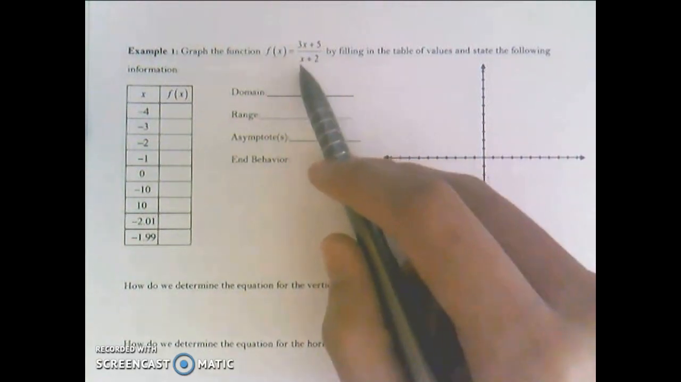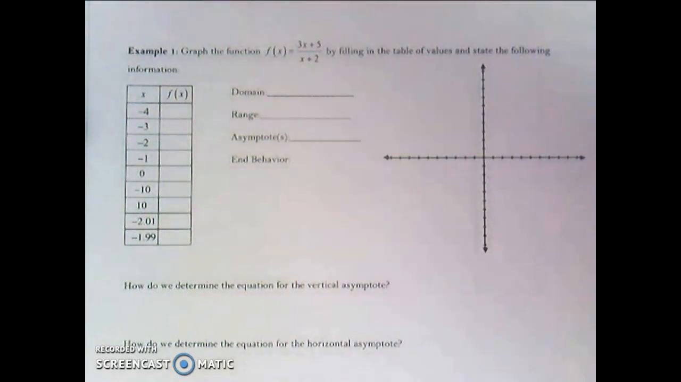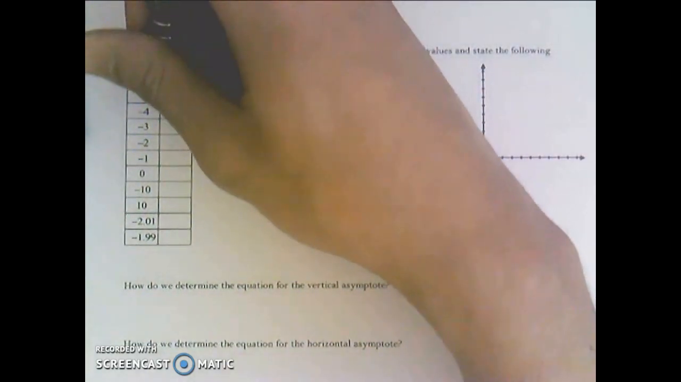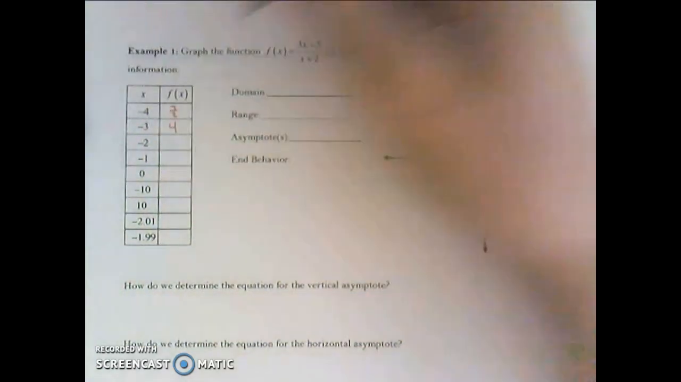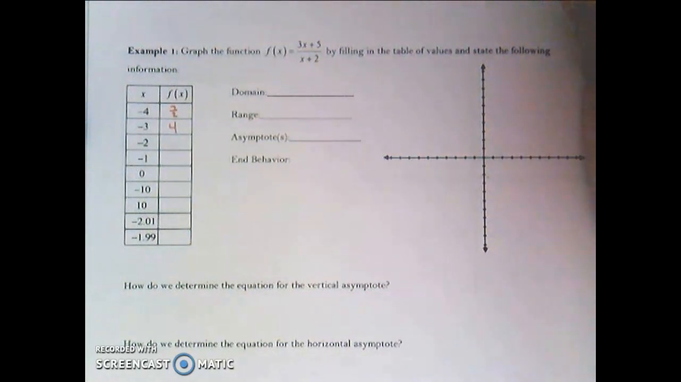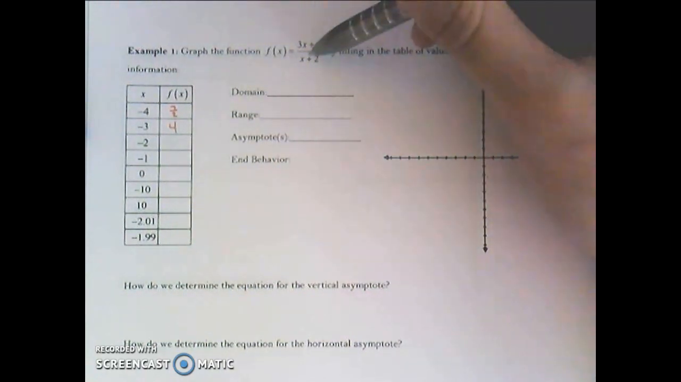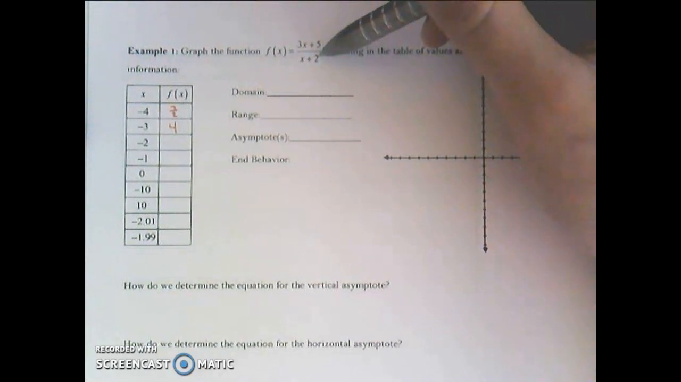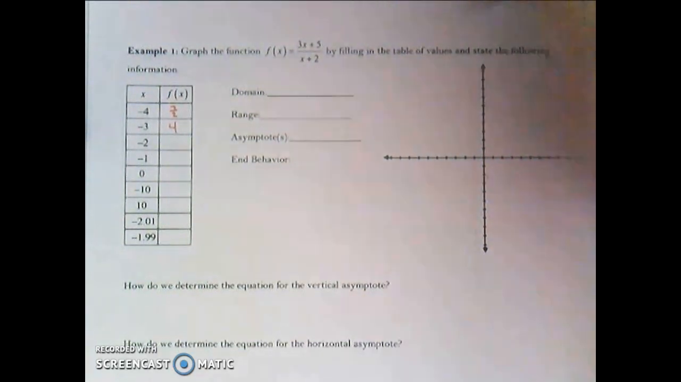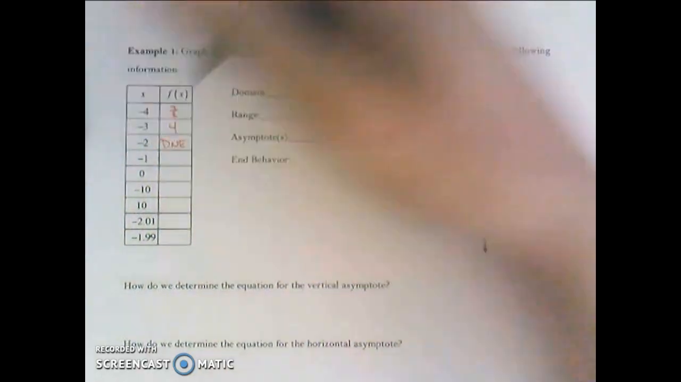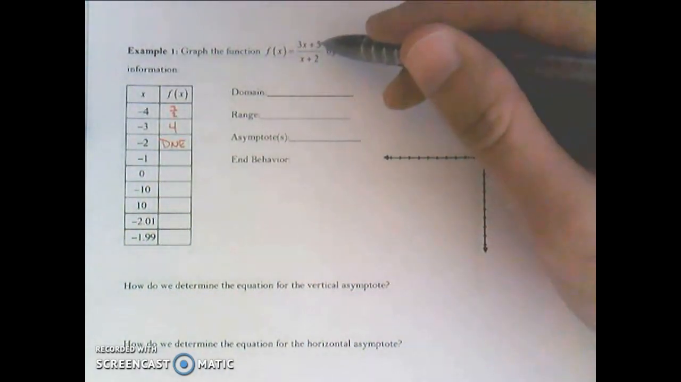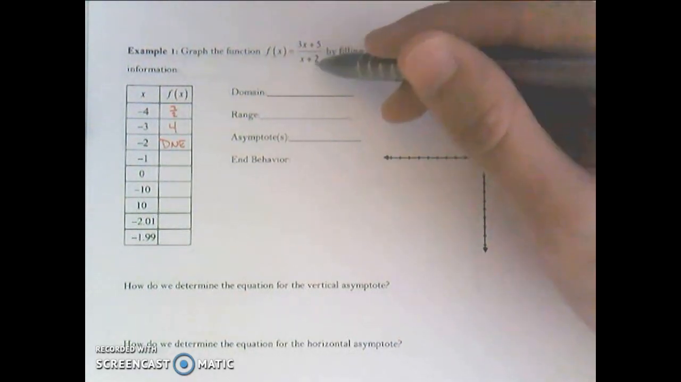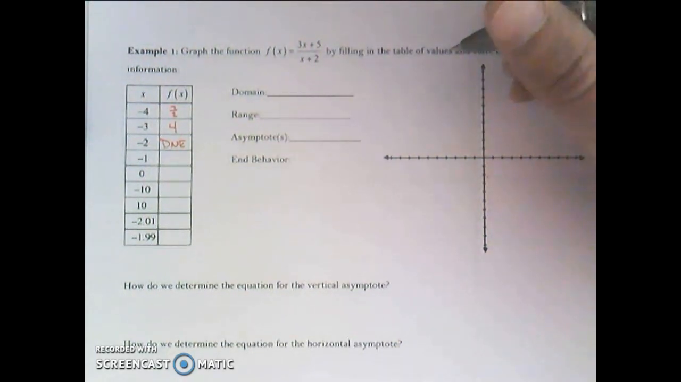And then we have negative 4 plus 2 is negative 2, so at negative 4 we have positive 7 halves. At negative 3 we plug in, and we get 4. At negative 2, when we plug it in, we get negative 2 plus 2 in the denominator. We get 0. So we can't divide by 0, so the function does not exist at x equals negative 2. Plug in negative 1, we have negative 3 plus 5 is positive 2. Negative 1 plus 2 is positive 1, so we have positive 2.